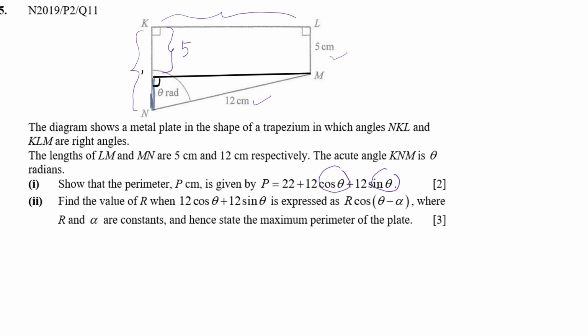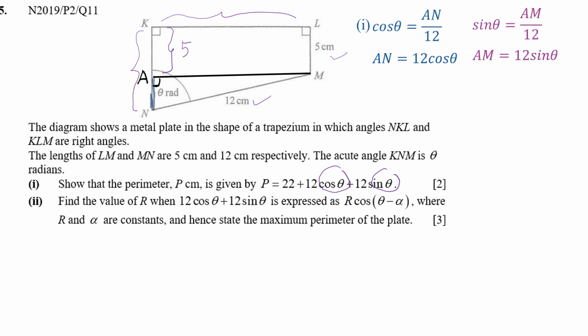Okay, so I can use SOH CAH TOA, cosine theta. Label the point as A. So AN will be 12 cos theta, and AM will be 12 sin theta. Then basically now you can add up all of them to get 22 plus 12 cos theta plus 12 sin theta. So that's part 1.